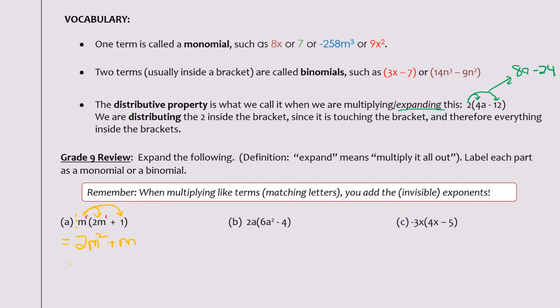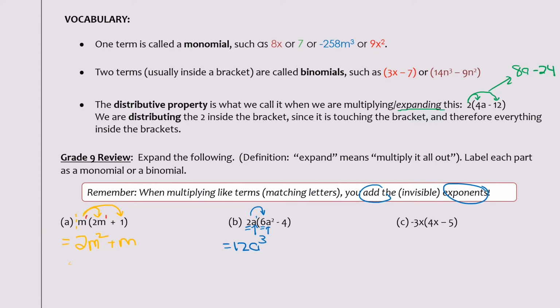Next one, b. In front of the brackets, I have a 2a, and first I have to multiply it by 6a. So we do the numbers first. 2 times 6, that's going to give me a 12. And now I do the a's. I have an a times an a squared. So this is where we add the exponents. The first a in the front has an invisible exponent of 1, so we have 1 plus 2. That gives me an exponent of 3.